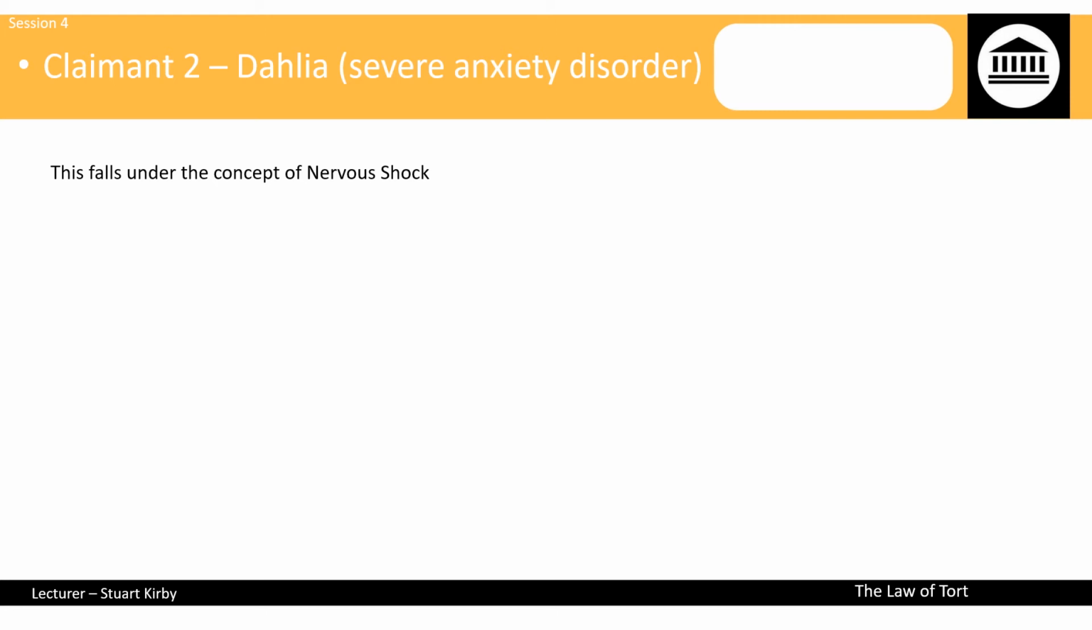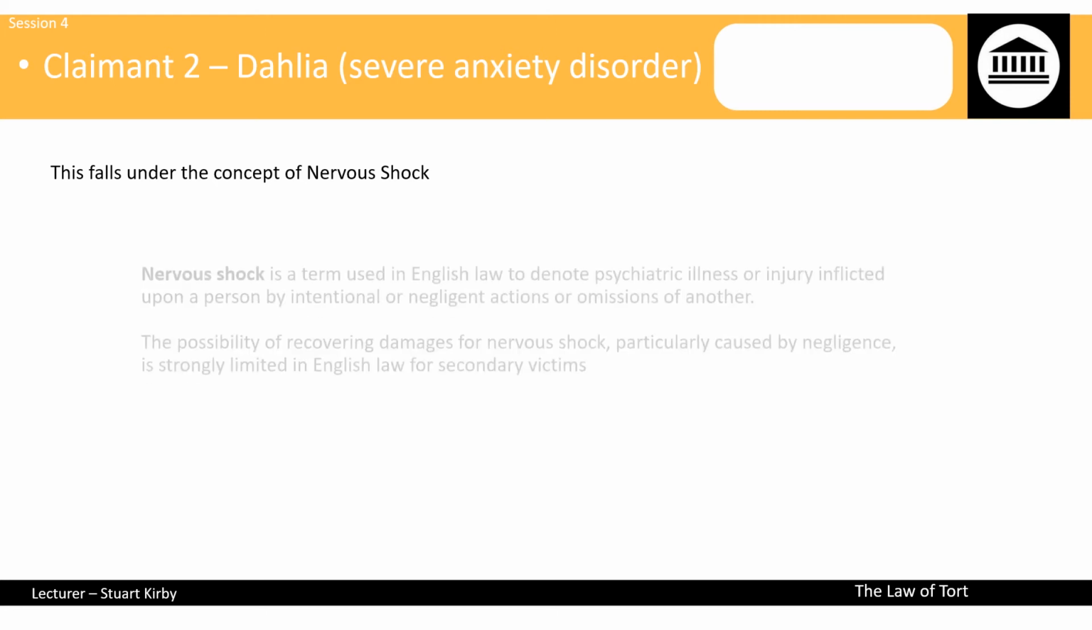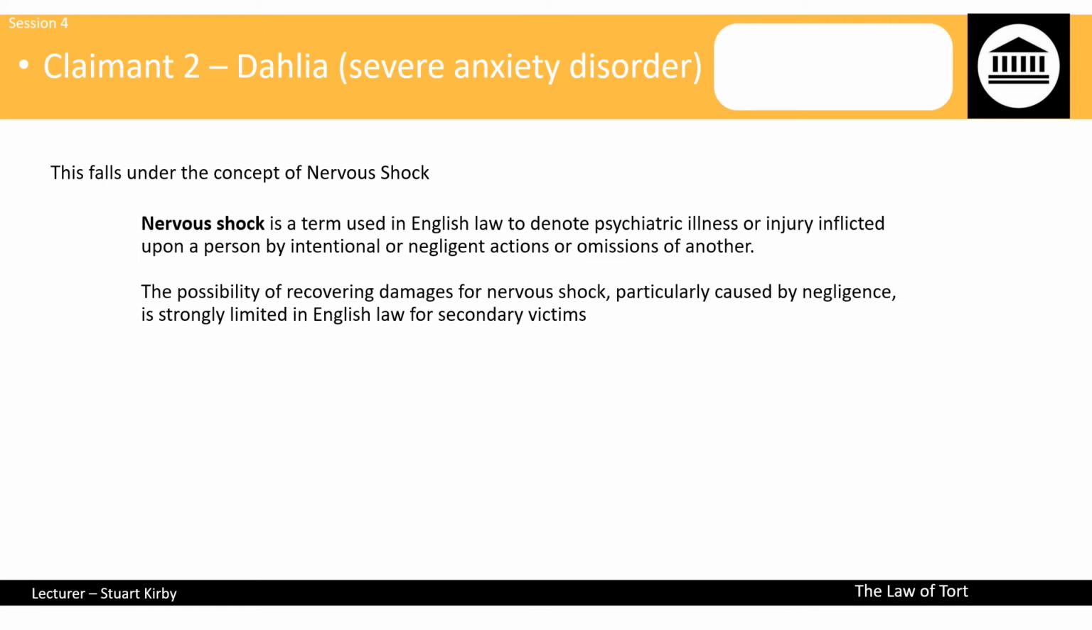So now moving on to claimant 2, we need to discuss if there is liability there. The key thing to focus on here is this concept of nervous shock. We need to consider what nervous shock is. As you can see, there's a definition here: term used in English law to denote psychiatric illness or injury inflicted upon a person by intentional or negligent actions or omissions of another. Sometimes if you don't do something, it leads to an accident and creates nervous shock. You can be held liable for that.